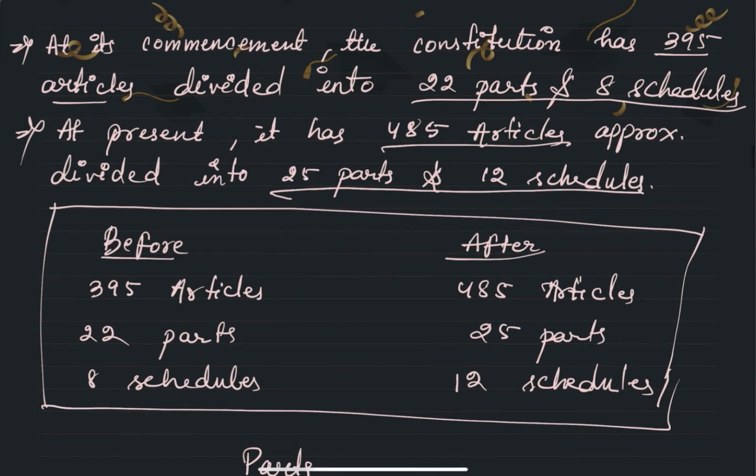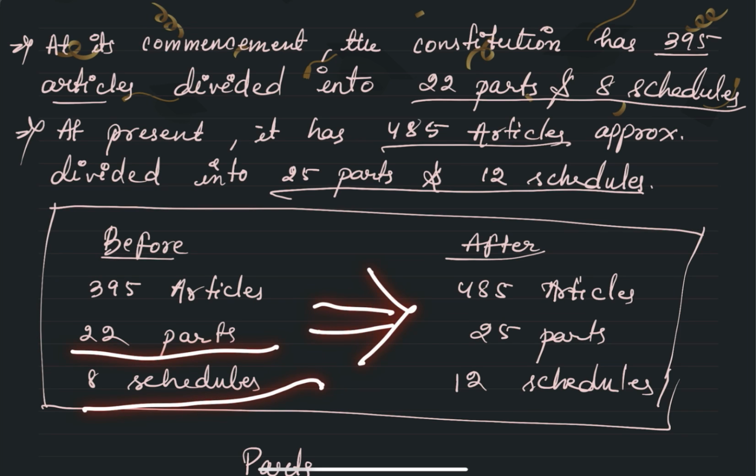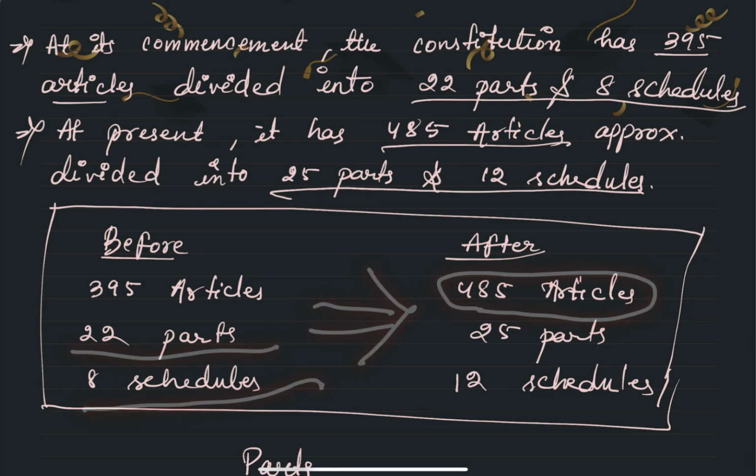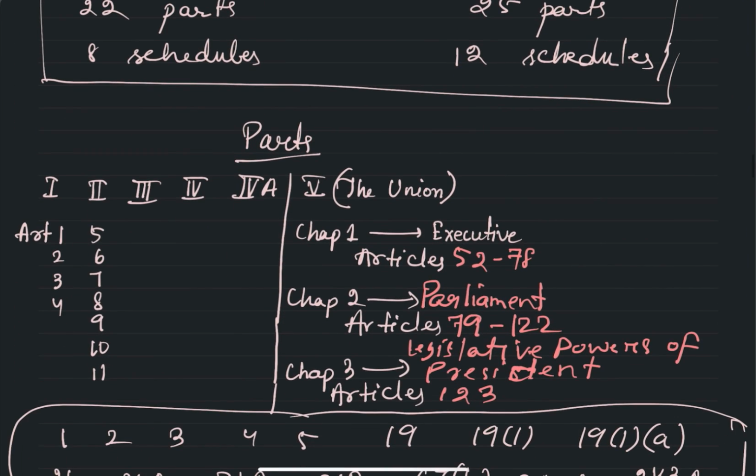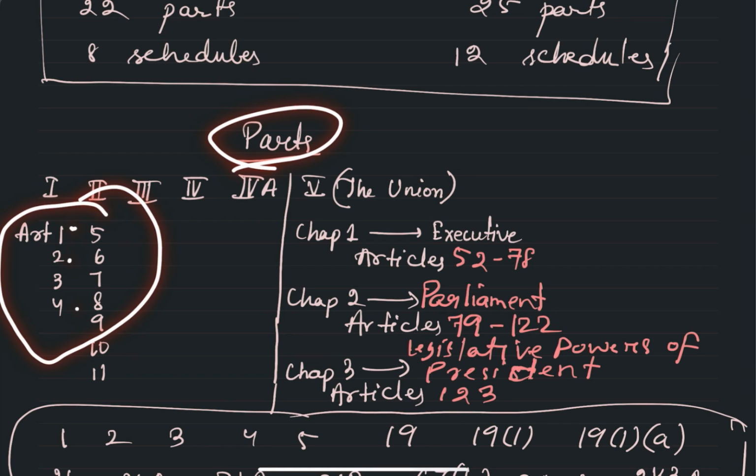So at its commencement, the Constitution had only 395 articles, 22 parts and 8 schedules, whereas now we have approximately 485 articles, 25 parts and 12 schedules. So what are the parts? These are parts 1, 2, 3, 4, 4A, 5 and likewise. And in the parts we have the articles like 1, 2, 3, 4, 5 and so on.